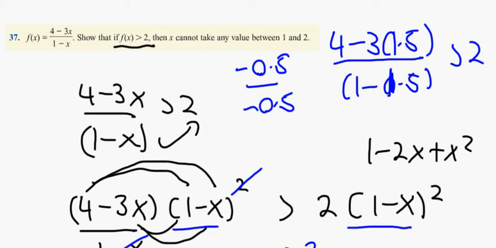Minus 0.5 divided by minus 0.5 is 1. 1 is not greater than 2, hence we showed that this number does not give a correct answer as it's not bigger than 2. Okay.